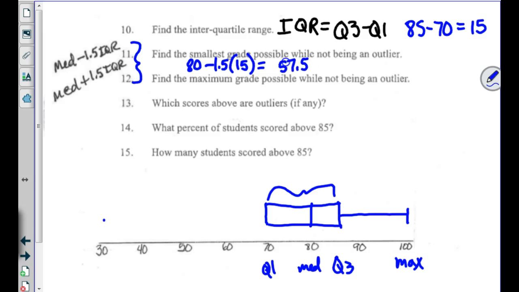Okay, so anything below 57.5 is going to be considered an outlier. The maximum score that's not an outlier would be 80 plus 1.5 times the IQR of 15, which would be 102.5, which we don't have anything above. But do we have only one number below 57.5, or is there more than one? So 30 is going to be an outlier because it's below there.